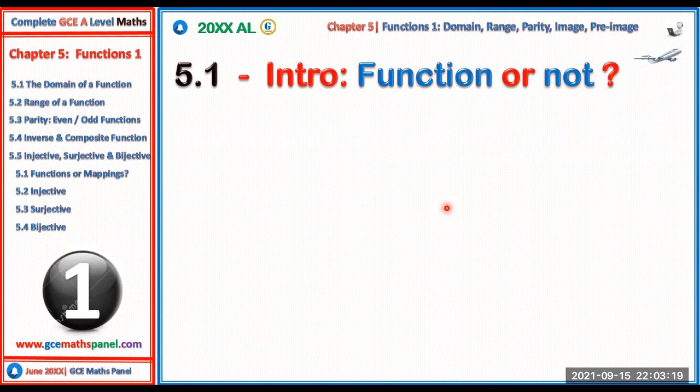In today's lesson, we'll be looking at functions, the aspects of injection, surjection, and bijections. So we'll start by looking at what is a function and what is not a function.